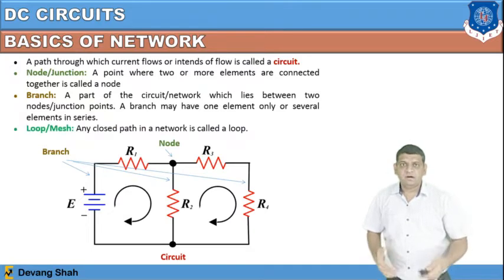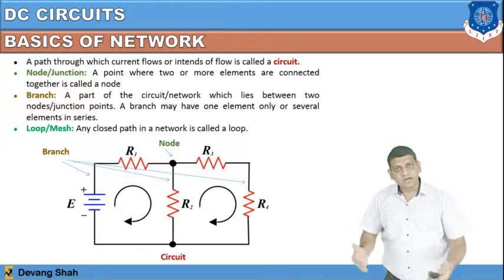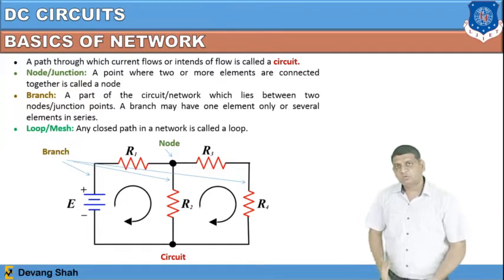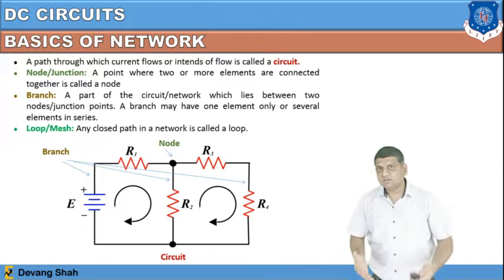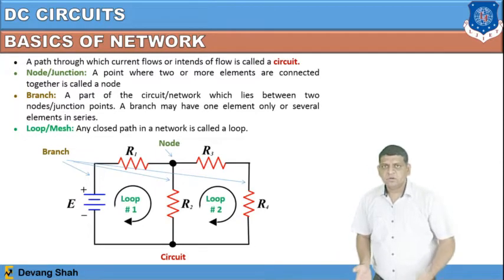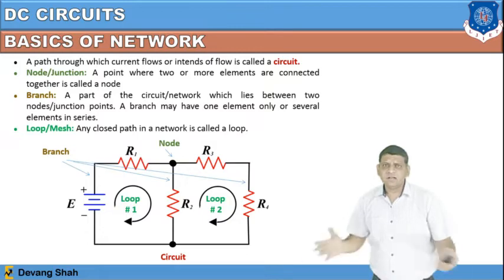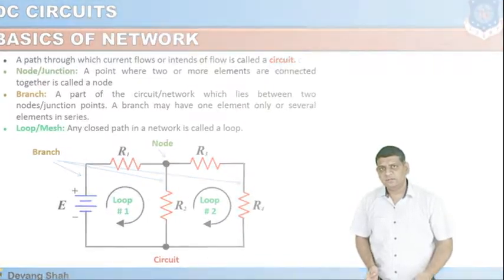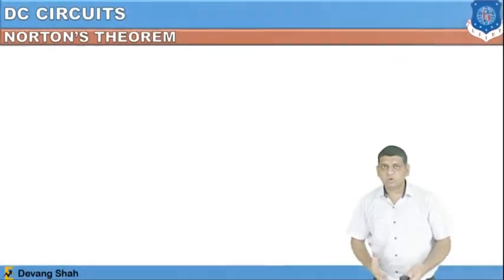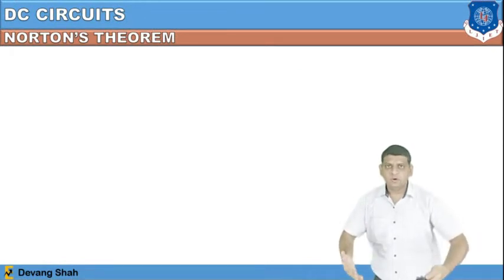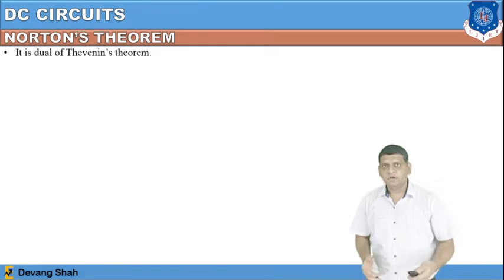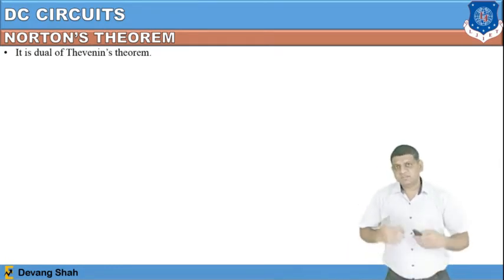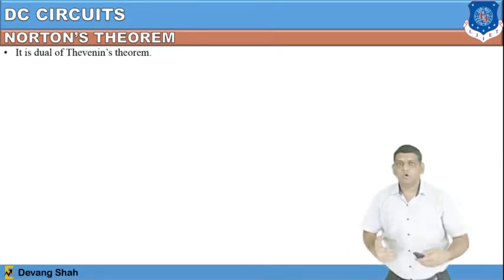The next part is called the loop. A loop is a closed path in a circuit or a network. For a circuit, a closed path is a must, and you can also consider this a mesh. These are the basics of network. You need to understand all these words because you are going to utilize them in your theorems. First, we'll start with the Norton theorem.